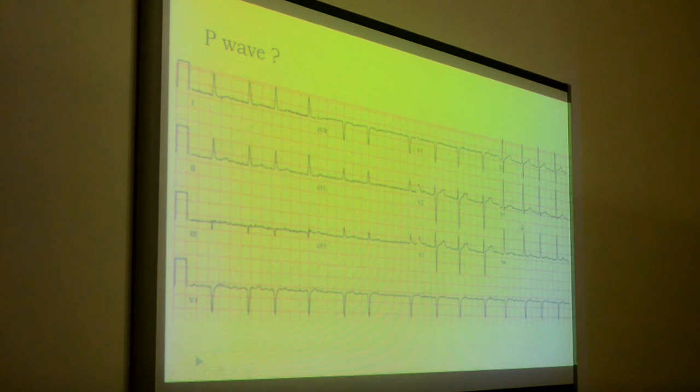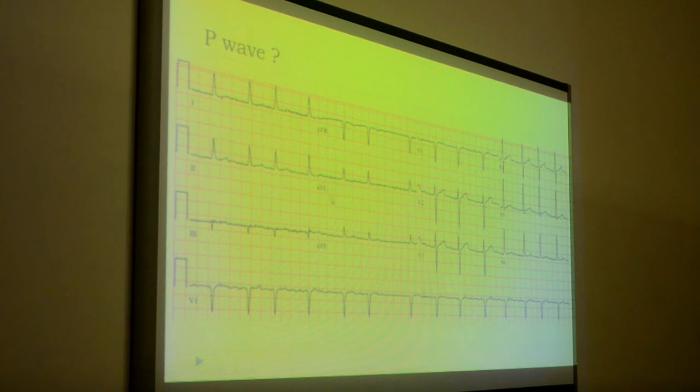Now, we've seen this ECG before. Remember what we were talking about here? We were talking about the rhythm. Exactly. The rhythm here we discussed was irregularly irregular. But now we're looking at it from the P wave's perspective. Can you see a clear P wave? No. What do you see?